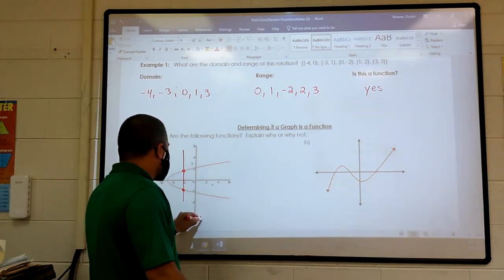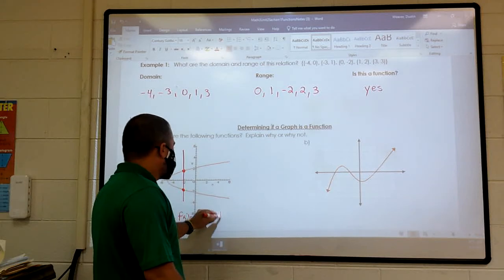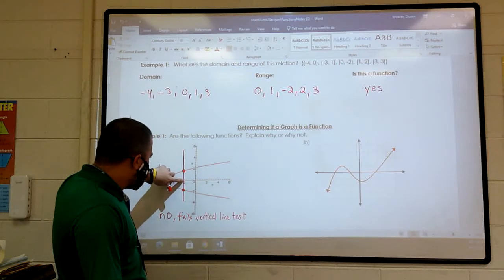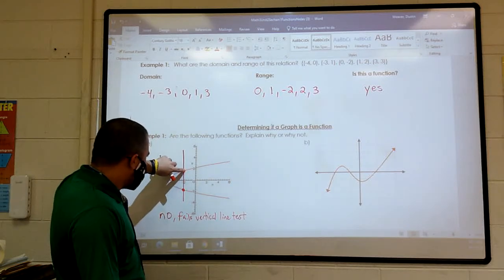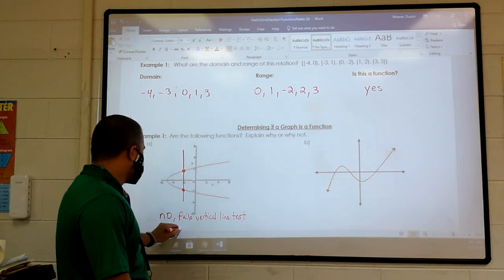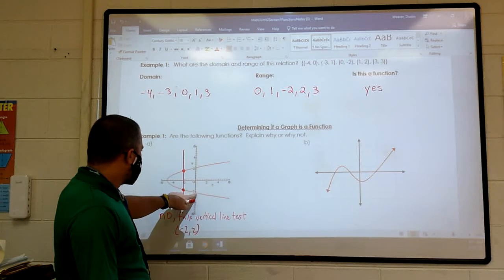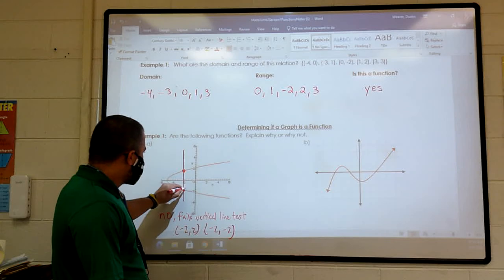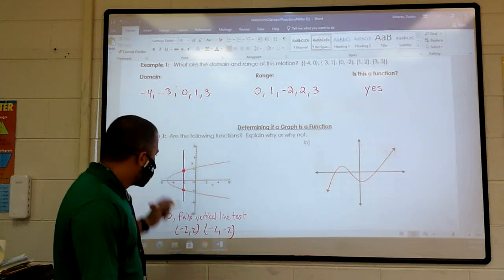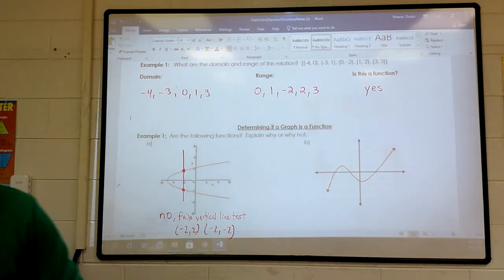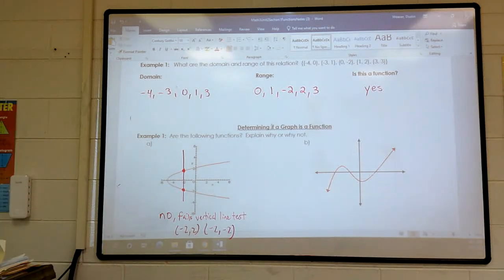Now, if it fails the vertical line test, what that means is look at the point. So like -2 crosses at, there's a point -2, 2, something like that. It's close to that. And there's also a point -2, -2. So there are 2 points here with the same x value but different y's. So that's the issue. It's the same x value but 2 different y's, and you can't have that for it to be a function.